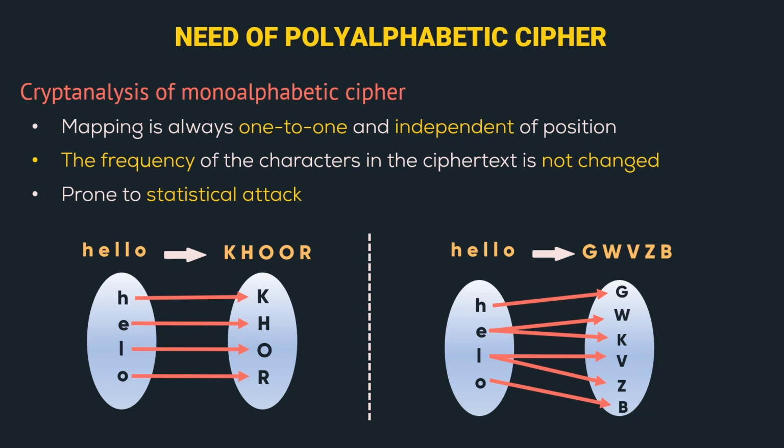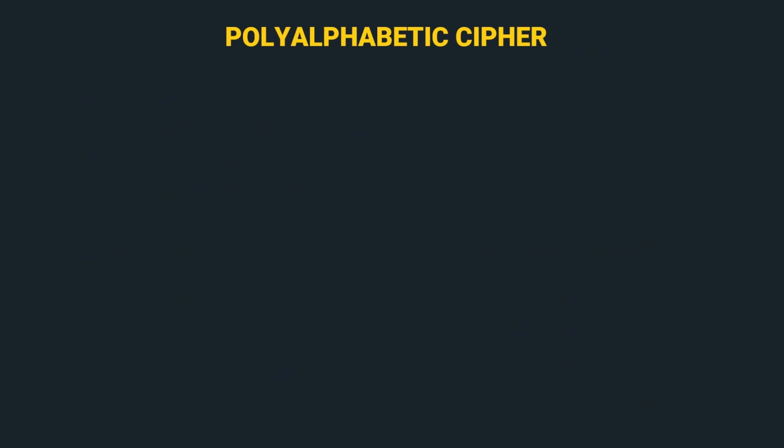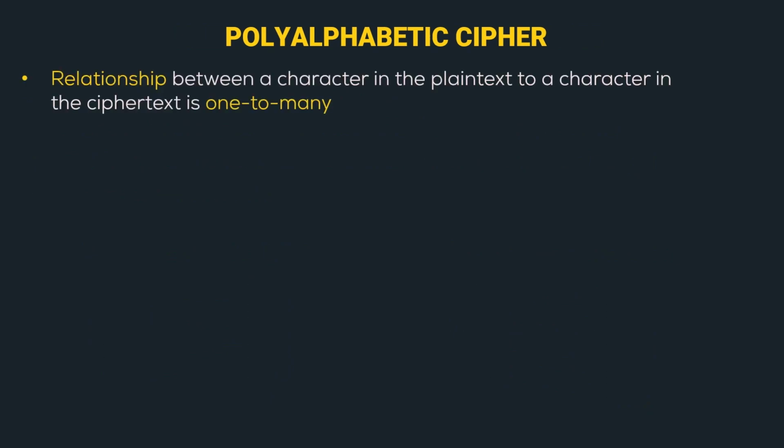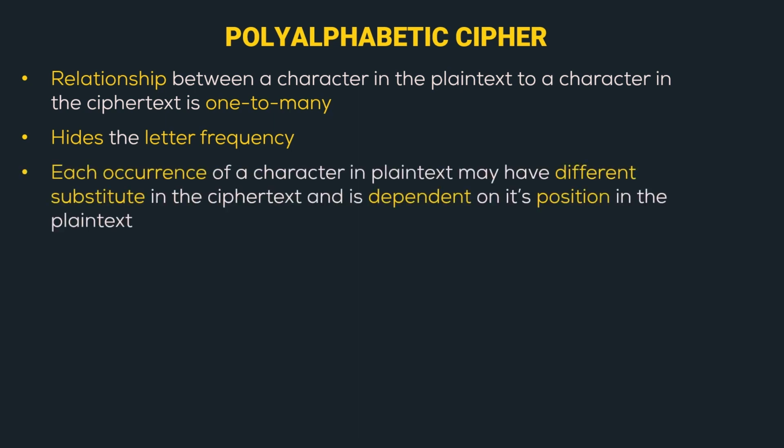Now let's understand some properties of a polyalphabetic cipher. In a polyalphabetic cipher, the relationship between a character in the plain text and a character in the cipher text is one-to-many. Due to this, it hides the letter frequency in the cipher text. And in a polyalphabetic cipher, each occurrence of a character in plain text may have a different substitute in the cipher text, and is dependent on its position in the plain text. So we can see that in a polyalphabetic cipher, the encryption and decryption depend both on the face value and the position of the characters in the plain text.